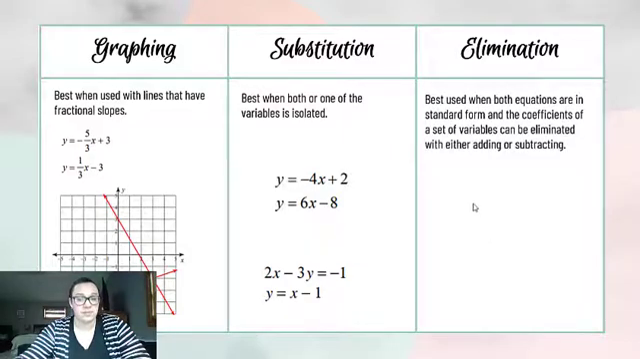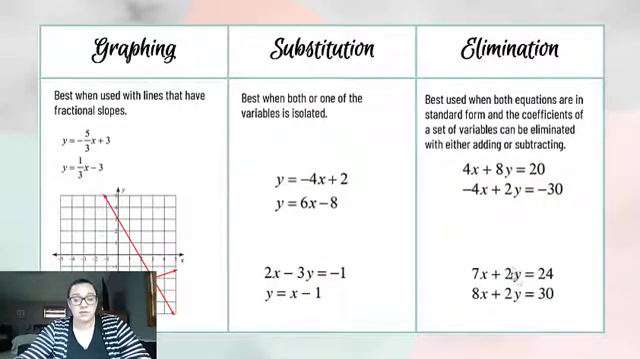Our last one we learned about is elimination. This is best used first off when both equations are in standard form. If they're not, you have to move it around to get it to that first. Also, when the coefficients of a set of variables can be eliminated with adding or subtracting. So in this situation, I notice they're all lined up, and I've got 4x minus 4x. If I add, those will cancel out. Another situation is one like this, where everything's lined up, and I've got 2y over 2y, which would end up canceling if I subtracted.